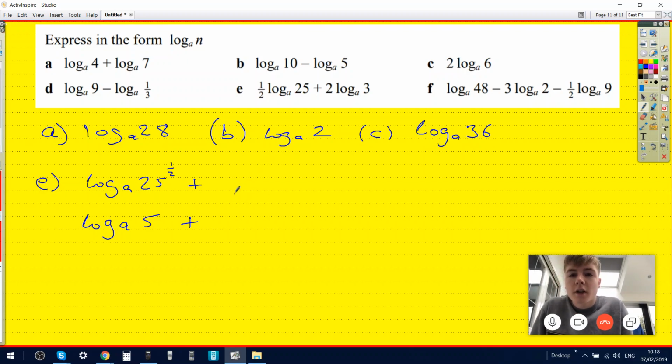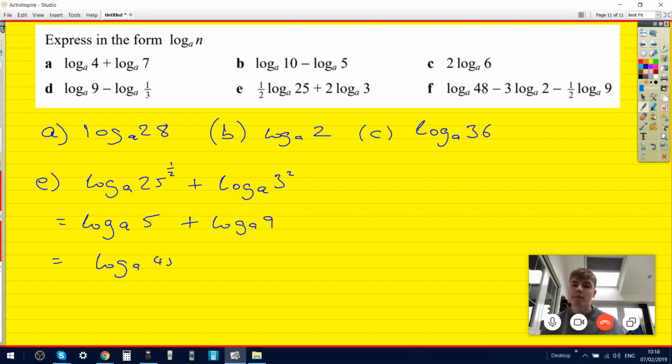So log A5 plus log A9, sorry, not 6, 9. Which is just log A45. That's it. And last one, F.